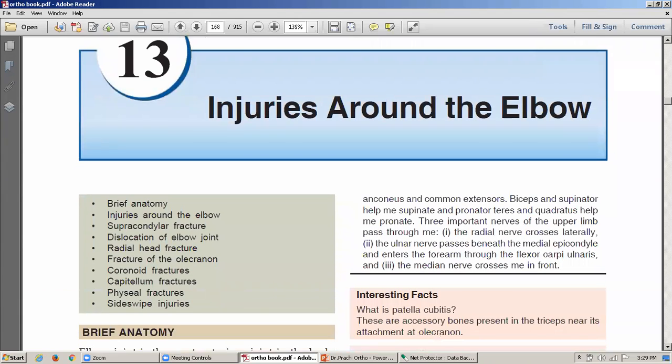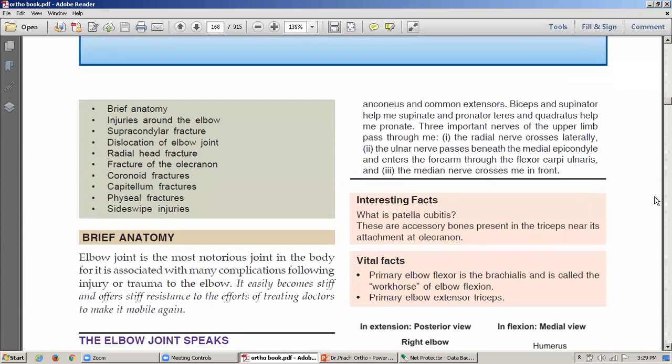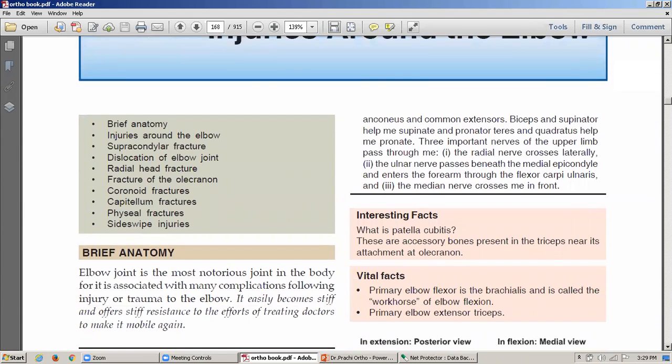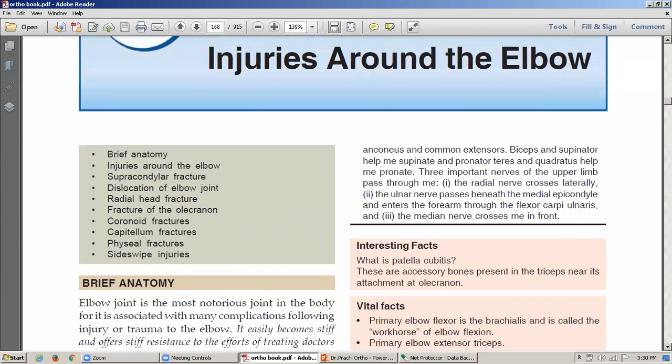So this is all about the injuries to the humerus. The next topic is the injuries around the elbow.